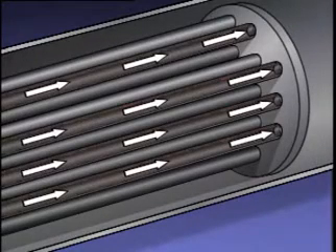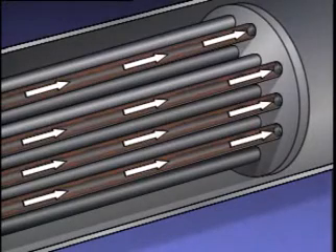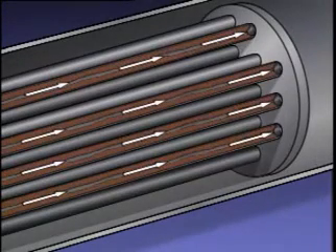These contaminants, or impurities, can build up on a heat exchanger and form another layer of material that the heat must transfer through. This layer of material will act as an insulator, and the amount of heat that can be transferred in the heat exchanger will decrease.